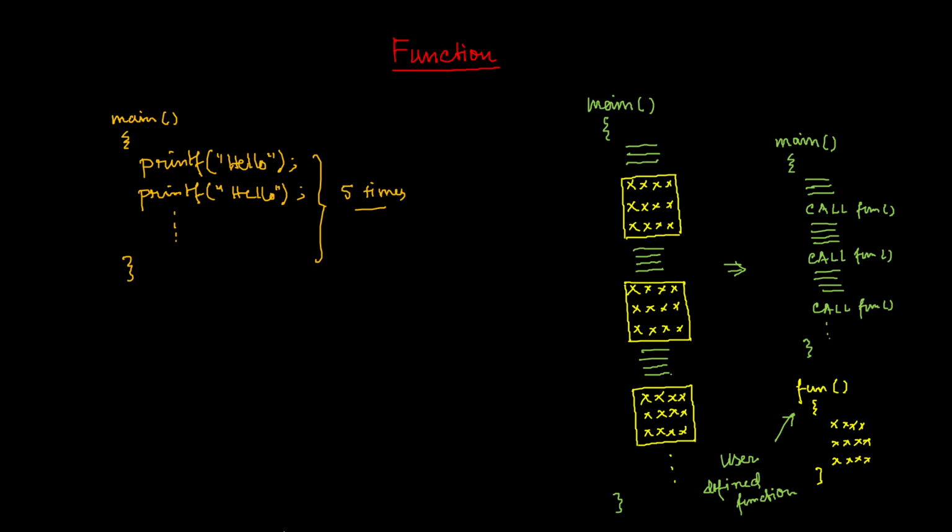So actually we can say that functions are of two types. Function can be considered as of two types. One is called predefined function, and another is called user defined function.